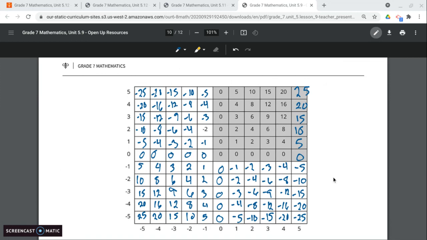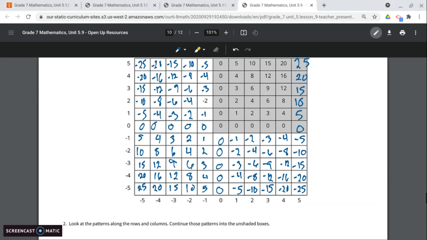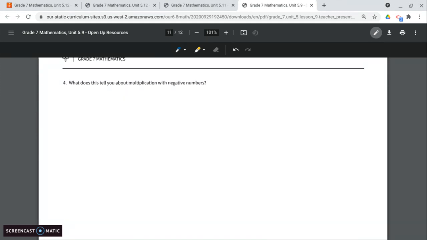So what we can see here, notice the patterns. If we're taking, this is the positive side, we're taking positive by positive, we get a positive solution. If we do positive and negative, we get a negative solution. If we do negative and positive, we get a negative solution. But if we do negative and negative, we get a positive solution. So what does this tell you about the multiplication with negative numbers?